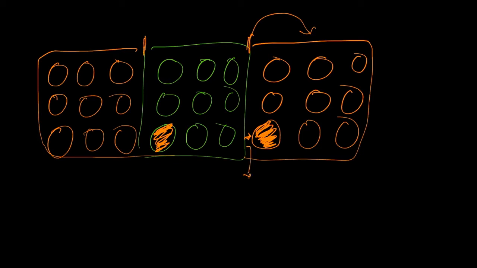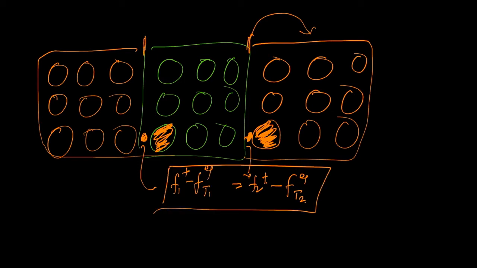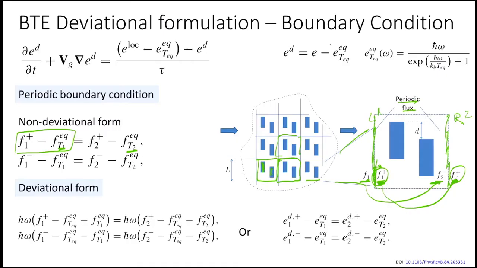Whatever the flux here is, F2 positive, we have to subtract the equilibrium at T2, the temperature of the right wall. That flux has to be, because this part is going to be exactly similar to this part, F1 positive minus F equilibrium of T1. That's exactly what we had written there, and it comes from this periodic condition. So F1 positive minus F equilibrium at T1 has to be the same as F2 positive minus F equilibrium at T2.